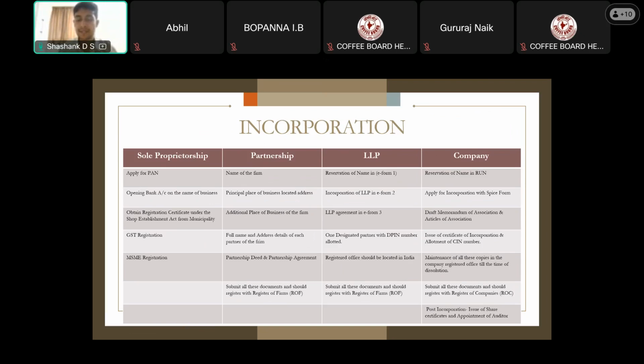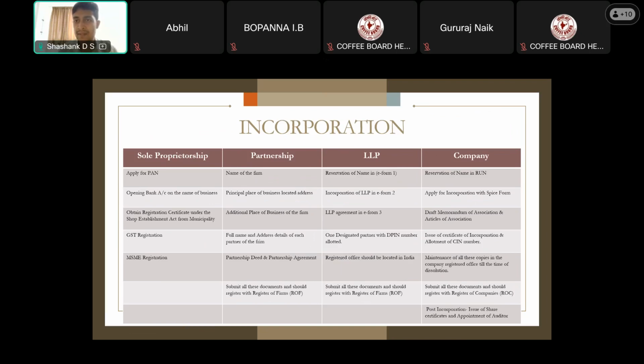In case of LLP, another advantage is you can have a unique name. In case of partnership and sole proprietorship, the uniqueness is not there. Anyone can have a similar name for a business, and that becomes difficult to manage. In case of LLP, we can have a unique name and also apply for a trademark for better safeguarding of your brand name.